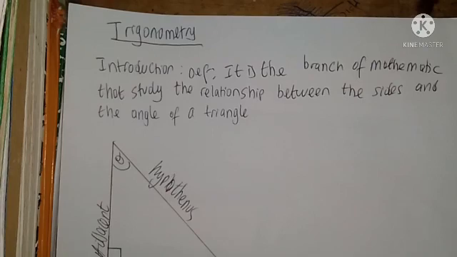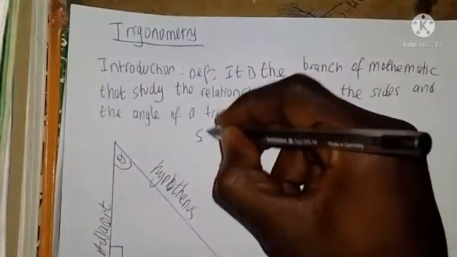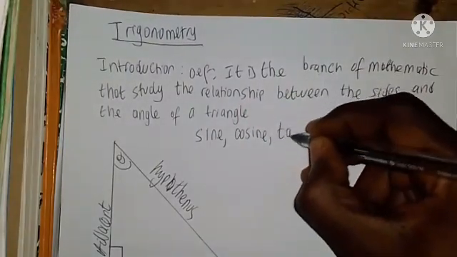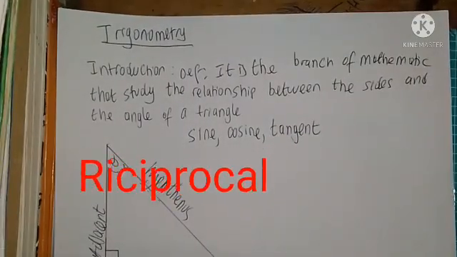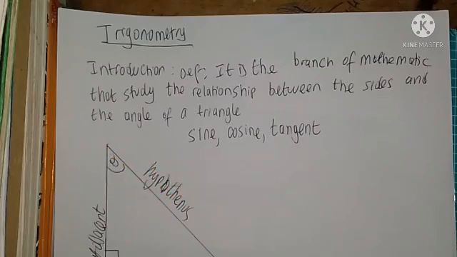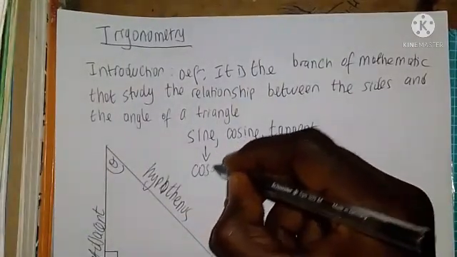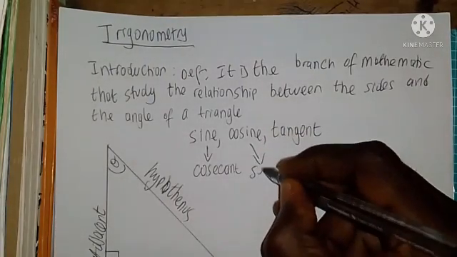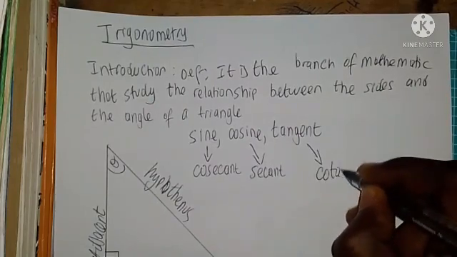We have sine, cosine, and tangent. And we have the reciprocal of each of these trigonometric functions. For sine, we have cosecant. For cosine, we have secant. And for tangent, we have cotangent.